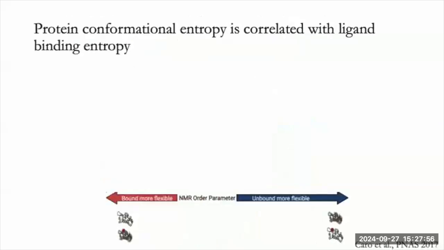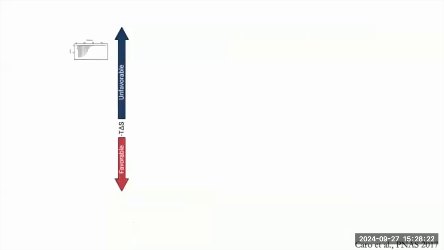And then Josh Wand's group expanded this idea of how we can apply these order parameters from NMR to conformational entropy by asking the question of how they are correlated with ligand binding entropy. On the bottom of this graph is your averaged NMR order parameter across an entire structure, or the difference in your NMR order parameter.